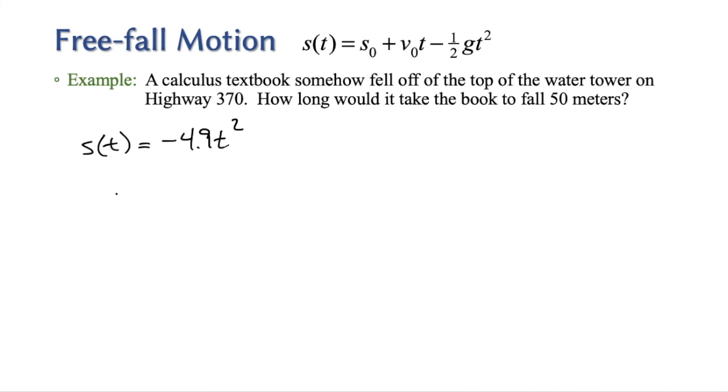Now again, because our model doesn't have that initial height, we have to use this as a negative 50. Because obviously having fallen 50 meters, the value would be negative 50. So by plugging that in for our position, we're going to have to solve for time. So when I divide and square root, the time where we hit that value is approximately 3.194 seconds after it falls off the water tower.